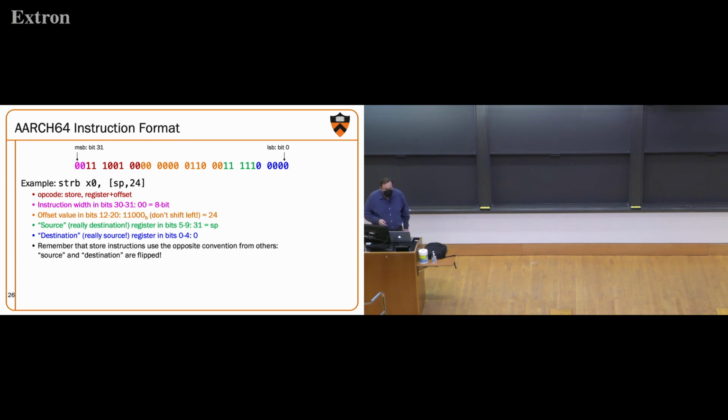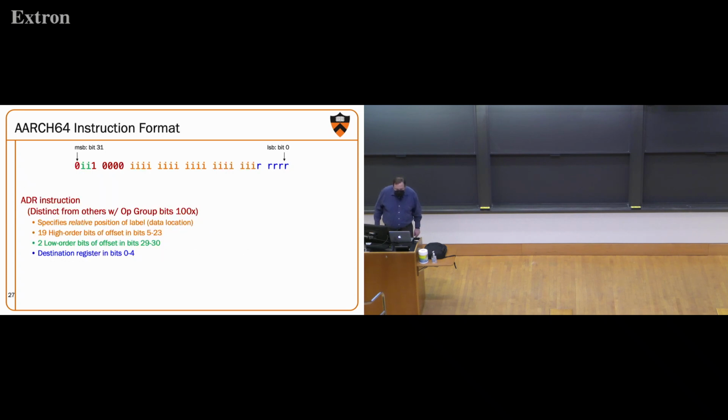What if it is a store byte? Well, we set the size, the width of the data, to zeros. We now don't have an implicit shift of the offset, so we actually need to encode 24 as 24. Here we still have the stack pointer and the destination register. Starting to get tedious, ain't it?